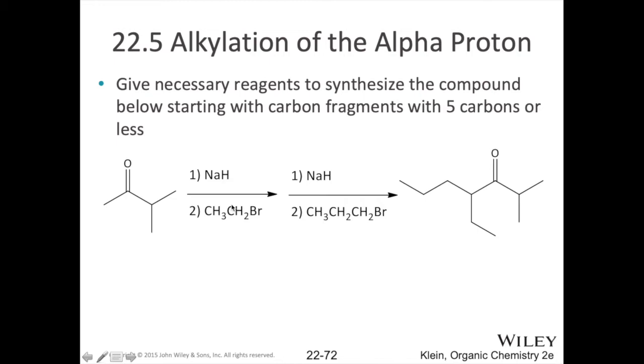Okay, so if you did this problem and you saw this slide and you saw, wait a minute, they used a different base, I think that's a typo on their part. So if you selected LDA here at a low temperature, I think that's going to be the correct answer. But anyway, here's the ethyl group and the propyl group that they've added in each of these steps using those alkyl halides. And there's your answer.